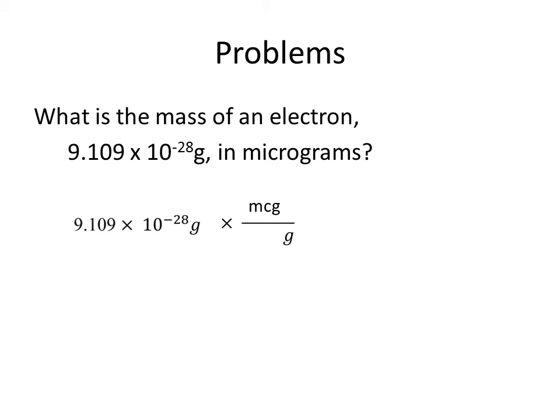What's the next thing? The next thing is to write your fraction so that the units cancel. Notice grams down here and grams up here, and so they're going to cancel. On the other side, we have the unit that we're going to go to. I've got to make sure that this is equal to 1. So how do I make sure it's equal to 1?